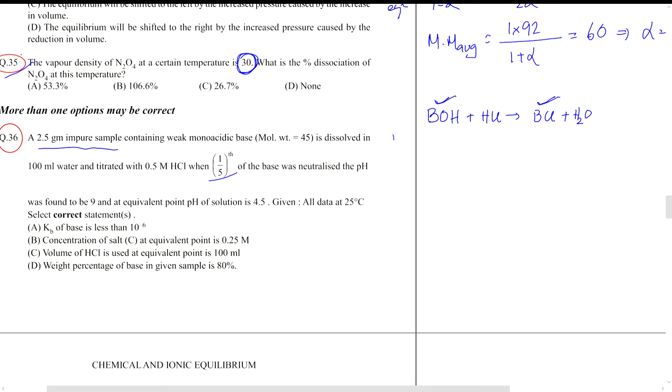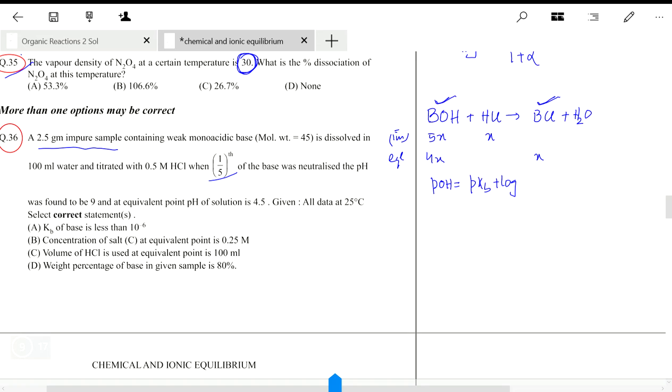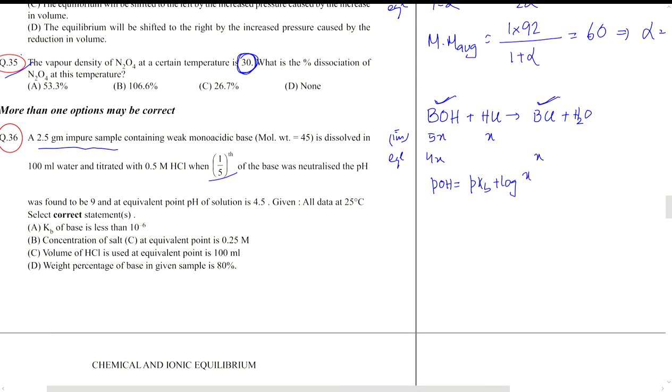Now let's say we start initially with 5x of this, and we have added x amount of HCl for 1/5 of the neutralization to take place. So at equilibrium, we have 4x amount of BOH and x amount of BCl. So for this basic buffer, POH can be written as pKb plus log of the salt or conjugate acid, which is B plus, divided by BOH. So that should give us the value of pKb.